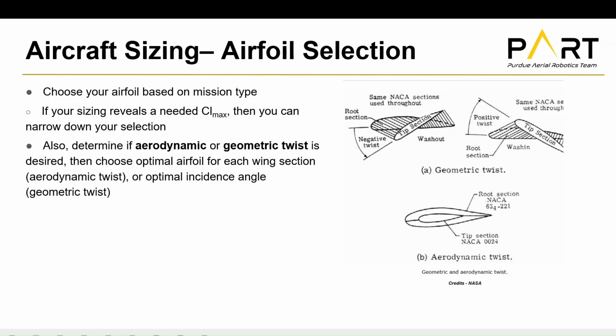Okay, so airfoil selection. You choose your airfoil based on mission type. If your sizing reveals a needed CL max, which it should, you should at some point figure out what kind of CL max you need to fly, whether that's through hand calcs or through the lift equation. Lift equals 1/2 rho v squared S CL. Remember this equation? You already have your lift needed.